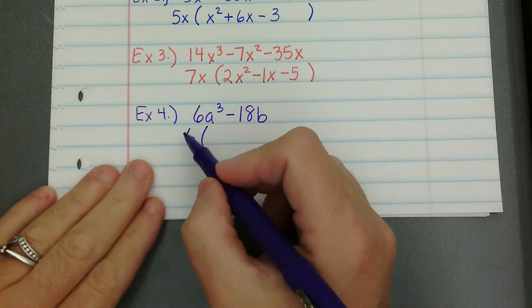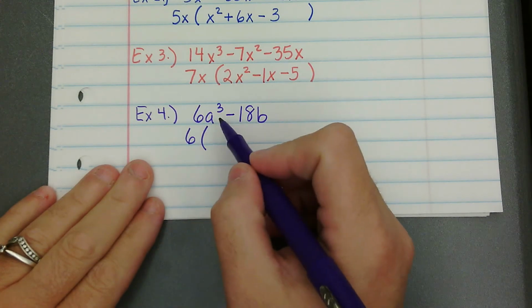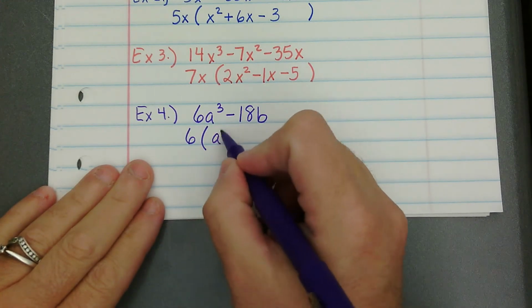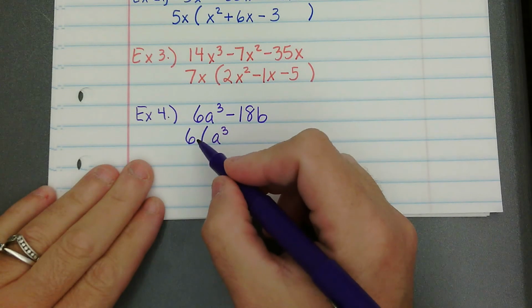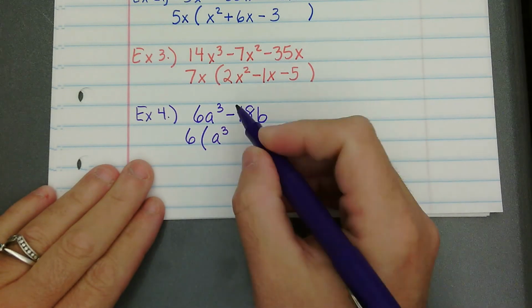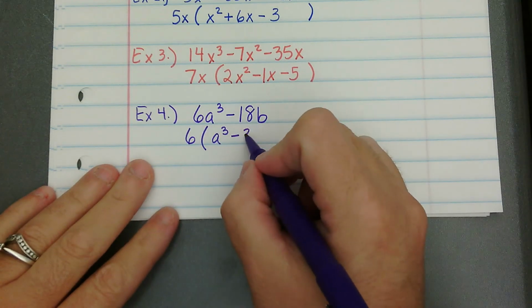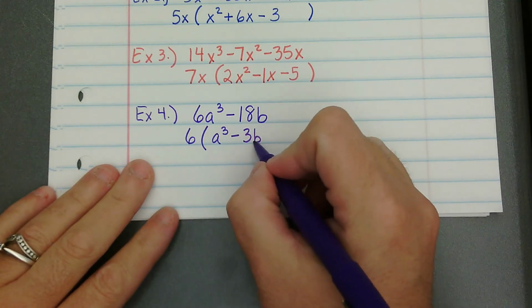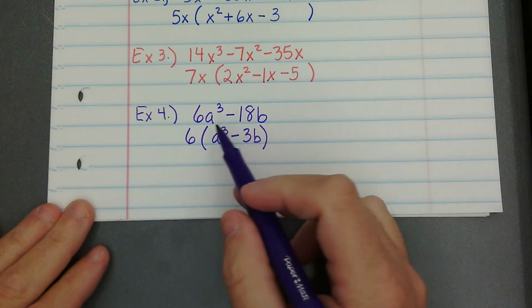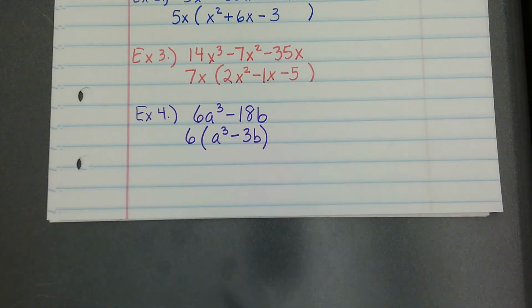And when we do 6 divided by 6, we get 1, and a to the third comes down. That doesn't change because it's not a GCF piece. Minus sign. 18 divided by 6 is 3, and the b comes down. So this is an example of what happens when you have no variable GCFs.